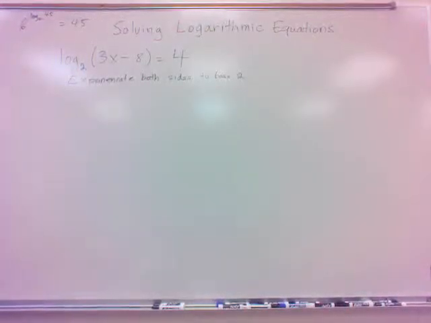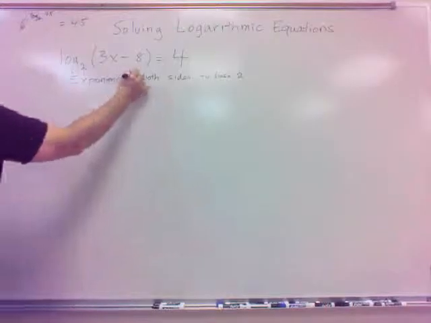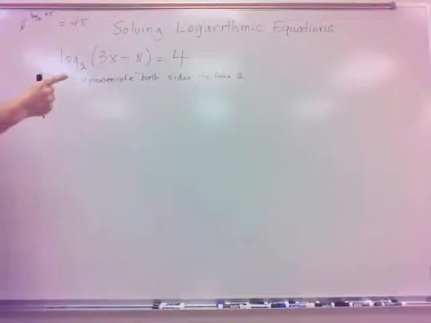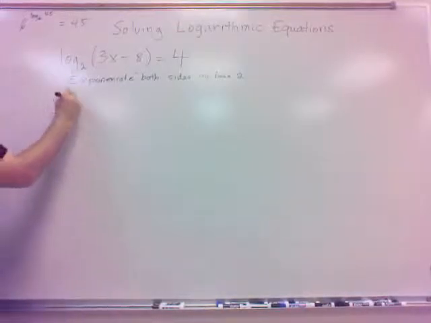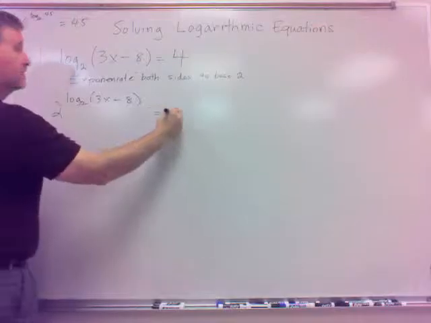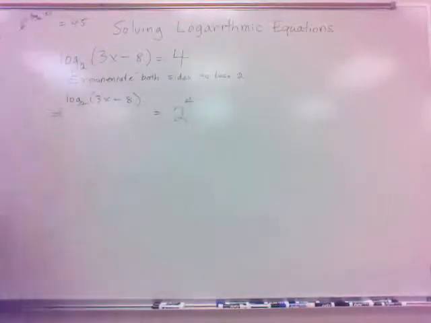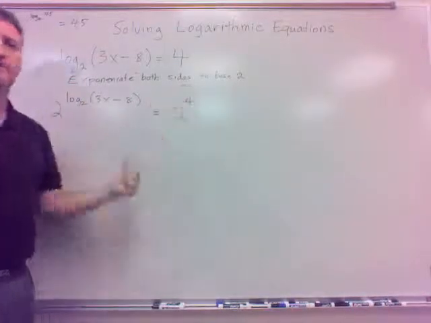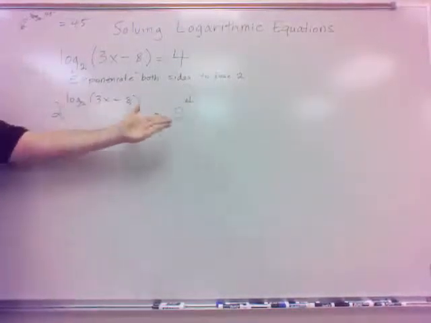Here's what I mean by that. Exponentiate both sides means I'm going to put both of these as the exponent of 2. In other words, I'm going to do 2 to the log base 2 of 3x minus 8 on this side. Then I'm going to do the same thing over here: 2 to the 4. So I did both sides. I did the same thing, didn't I?